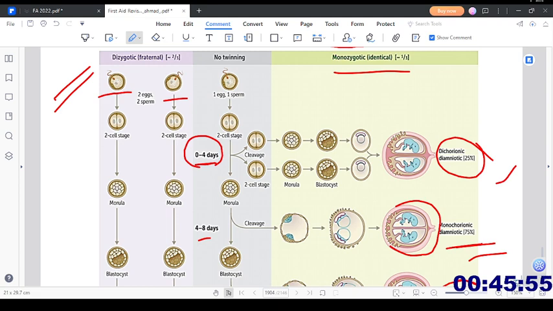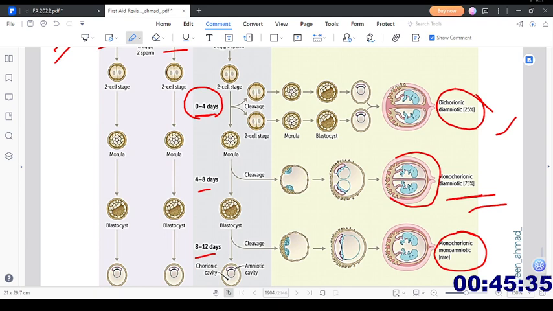But the catch here is that the monozygotic twins will be identical to each other, whereas the dizygotic twins, although they will be born at the same time, won't be identical, because the genotype is not identical. Different sperm and different ova cause the formation of two embryos. This is the cleavage process, 0 to 4 days, 2-cell stage, then morula, blastocyst, and all the stages are followed.